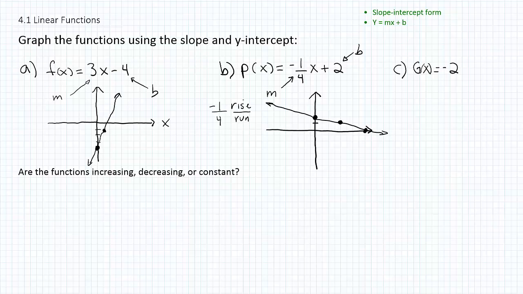So for C, we basically don't have a slope. If you look at the fact that we're missing mx, that term is not in this equation. We just have a constant equation. We have y is equal to -2. What this graphs is the collection of points that have a y-coordinate of -2.